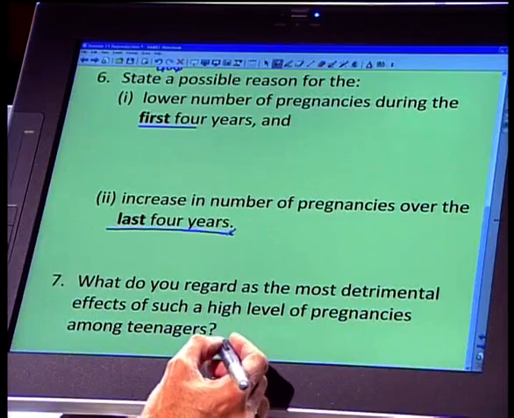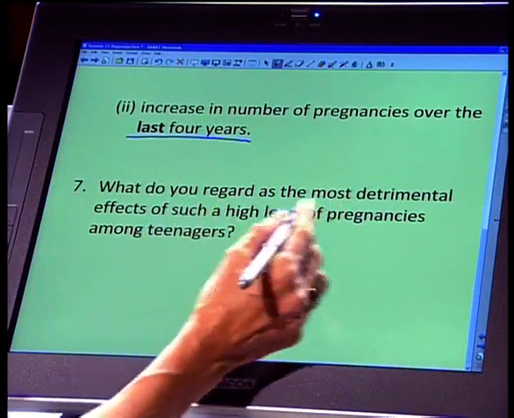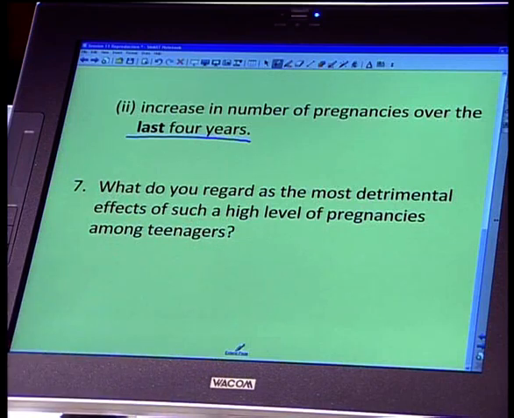What do you regard as the most detrimental effect of such high levels of pregnancies amongst teenagers? Well, how would it affect? You've got an increase in the percentage of school leavers. You've got things like the economy. A girl falls pregnant. How does she cope with that baby? She still isn't quite in adult mode. And I'm not saying teenagers are not adults. You are. But it's very difficult to go from being protected and depending on your parents to now having to be independent because you now have this baby.